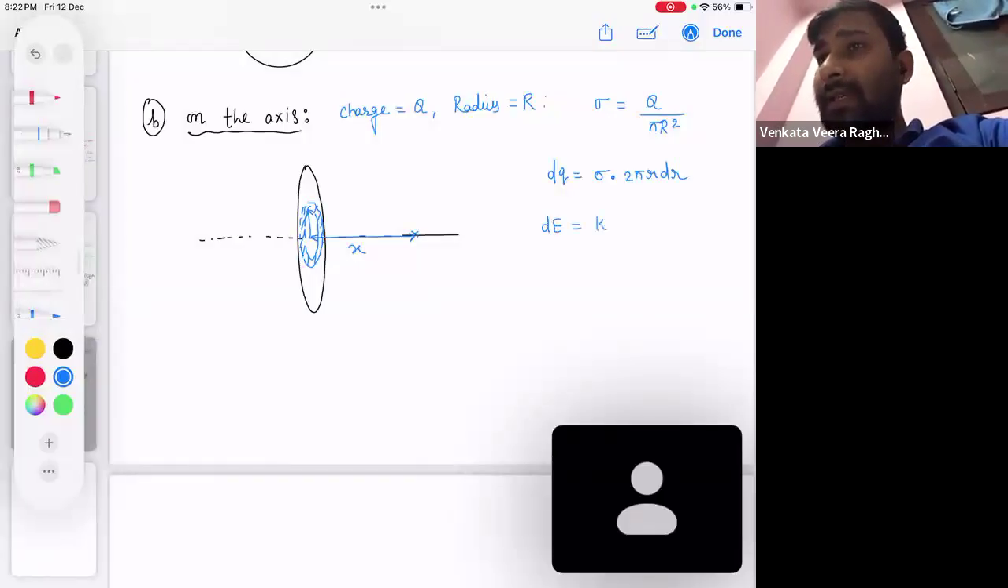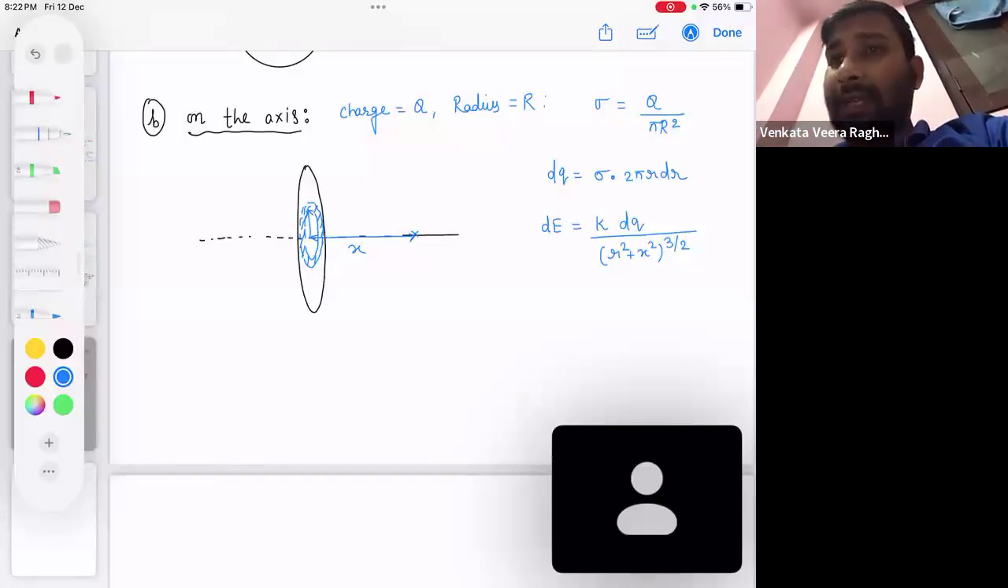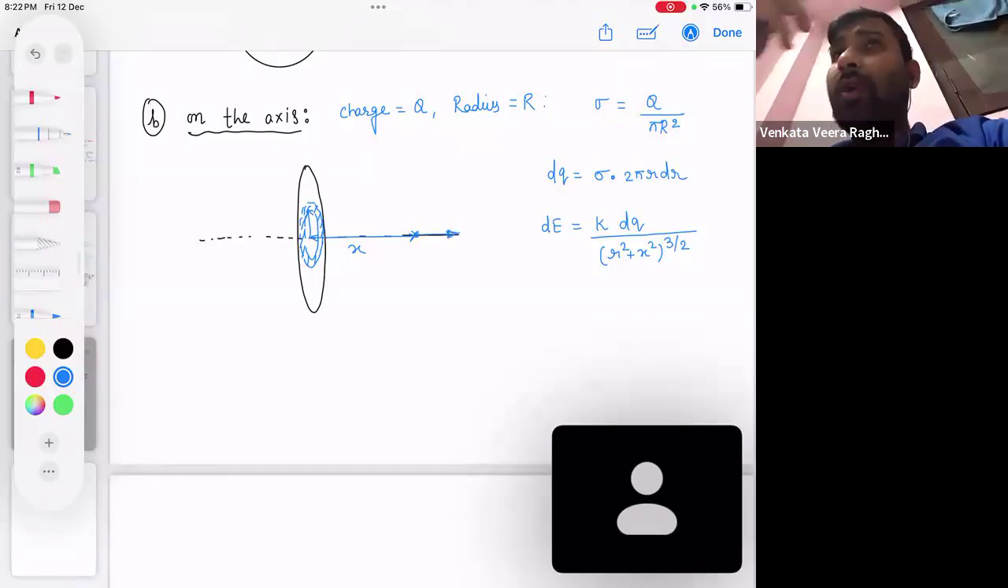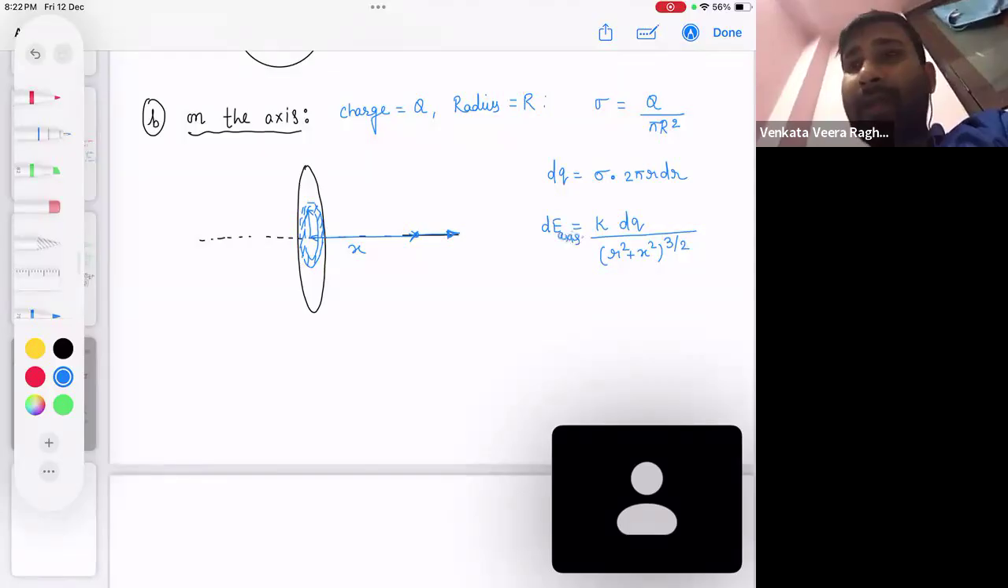So can I write it? It will be k dq by (r square plus x square) to the power 3 by 2, where the radius of the ring is r. Now this field will come in which direction? It will come axially. All the ring elements are going to create the field axially only, right? So what is the net field on the axis going to be?